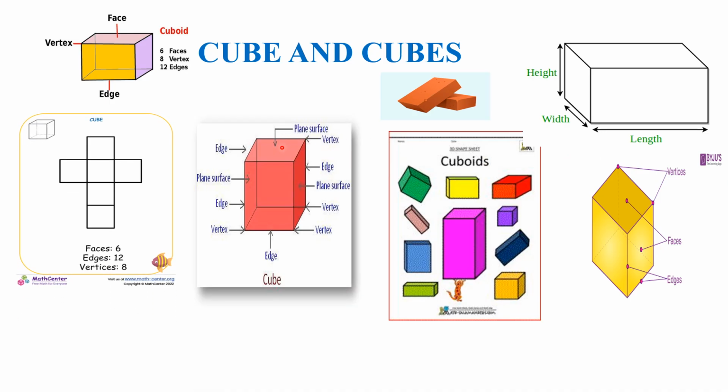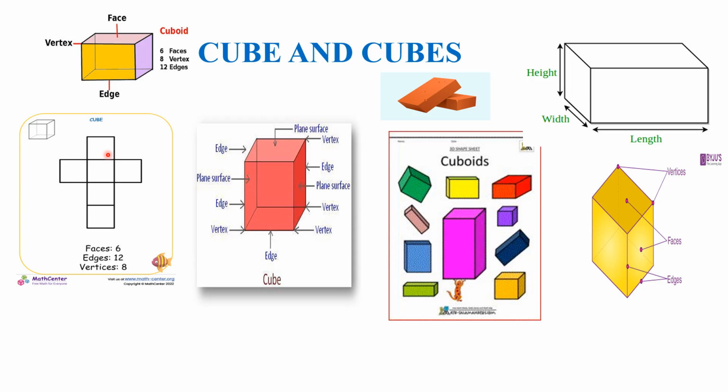And then a plane surface, as I told you earlier, is what we call a face. Then these are all edges, vertices, and so on. So for the case of a cube, it has 6 faces, 12 edges, and 8 vertices. The same thing applies to cuboids. They all have 6 faces, 12 edges, and 8 vertices.